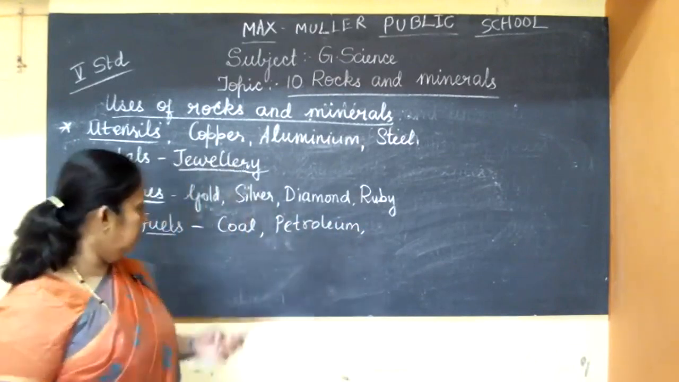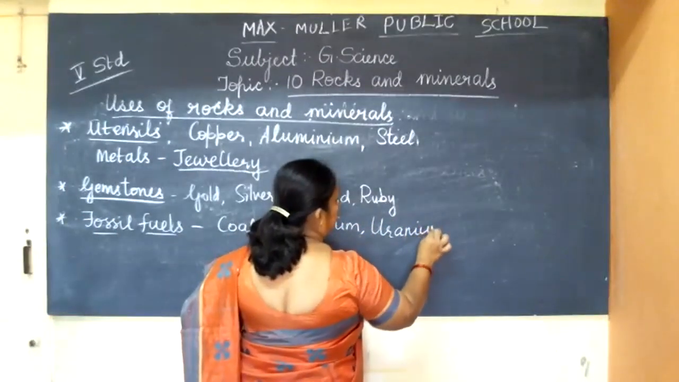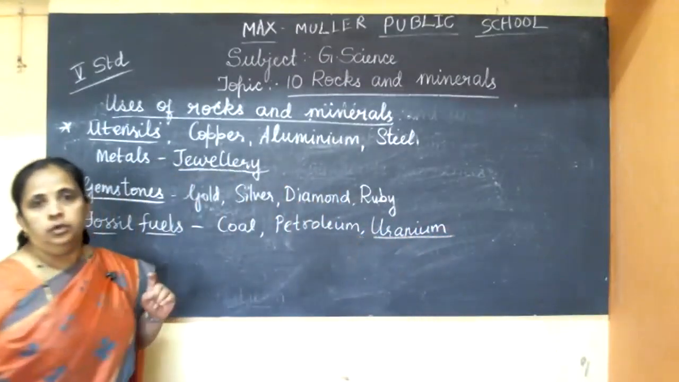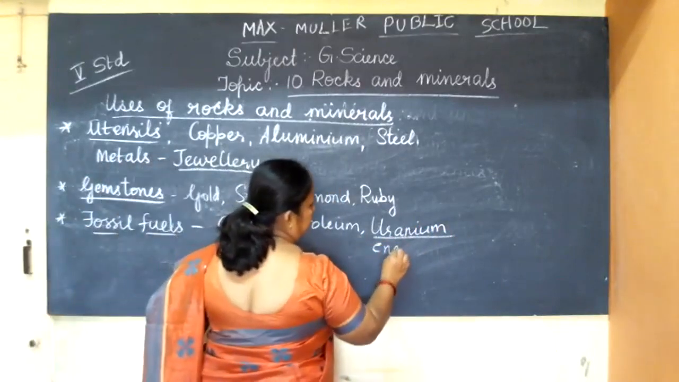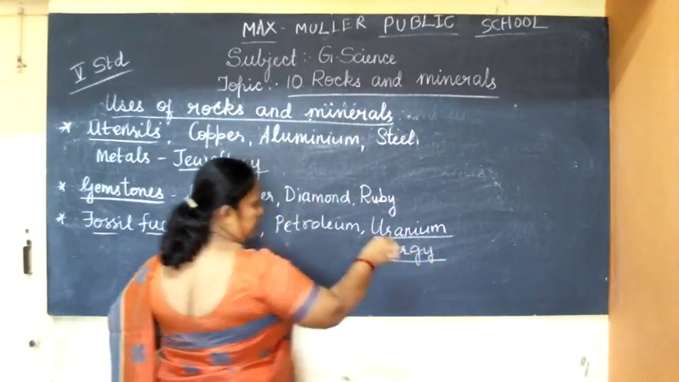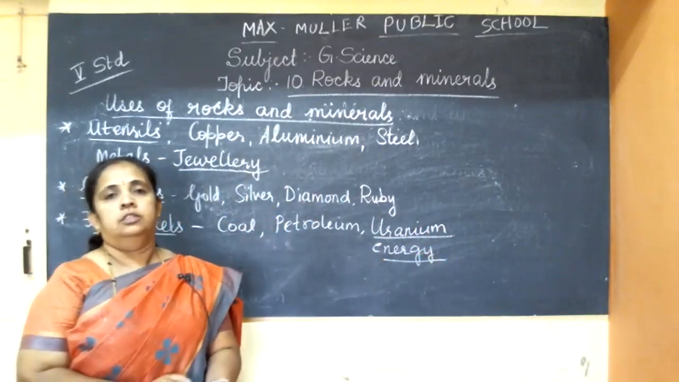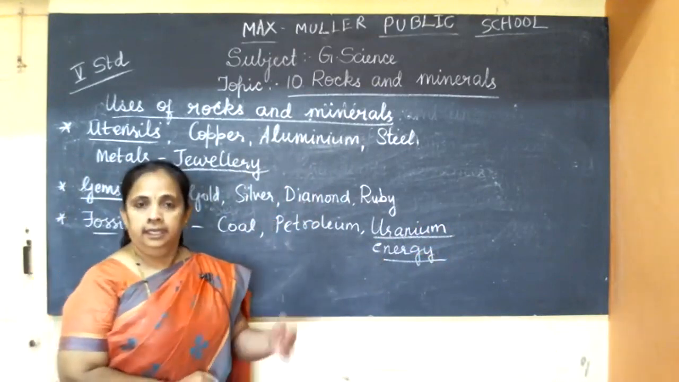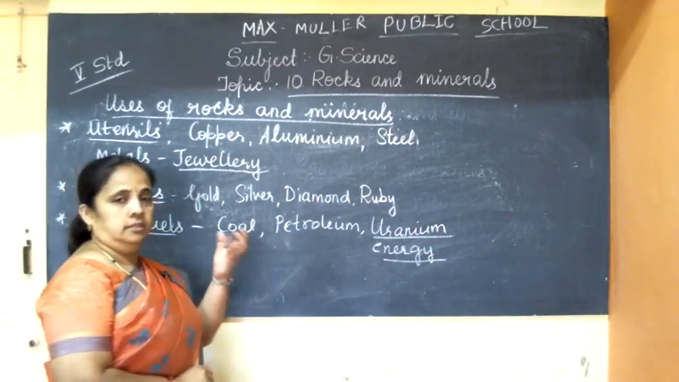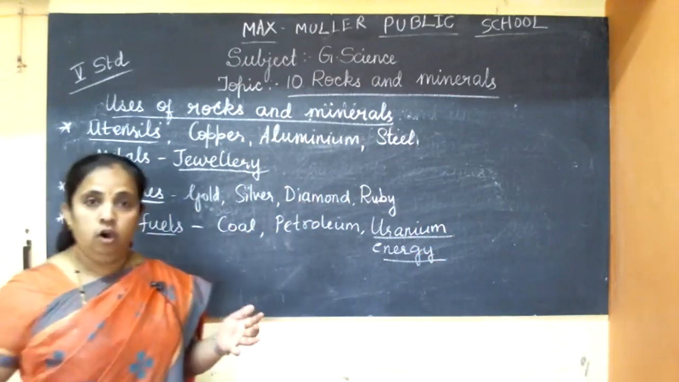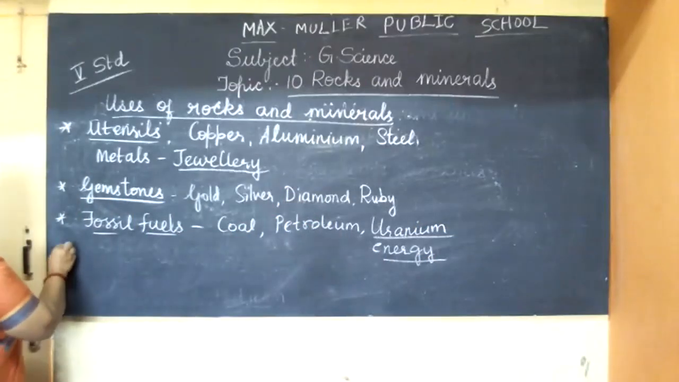So not only these two, along with this, there is even one more mineral called uranium. From this uranium also we get a lot of heat energy. Apart from coal and petroleum, there is one more called uranium, which releases an enormous amount of heat energy. Apart from that, this coal also keeps the weather warm. Okay, so this is helpful in keeping the weather warm also.